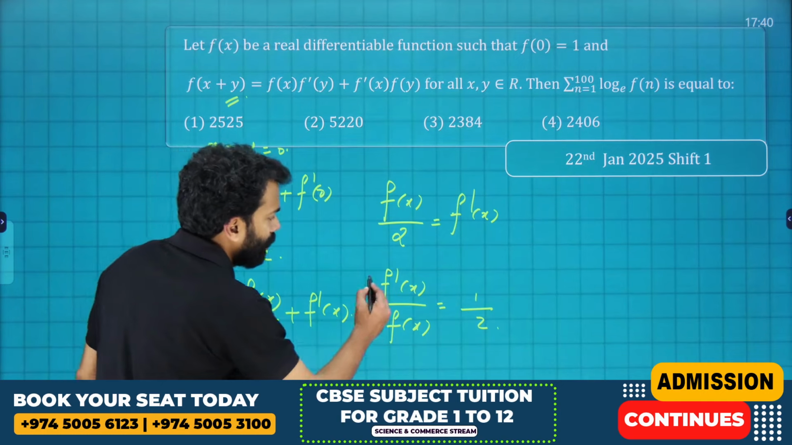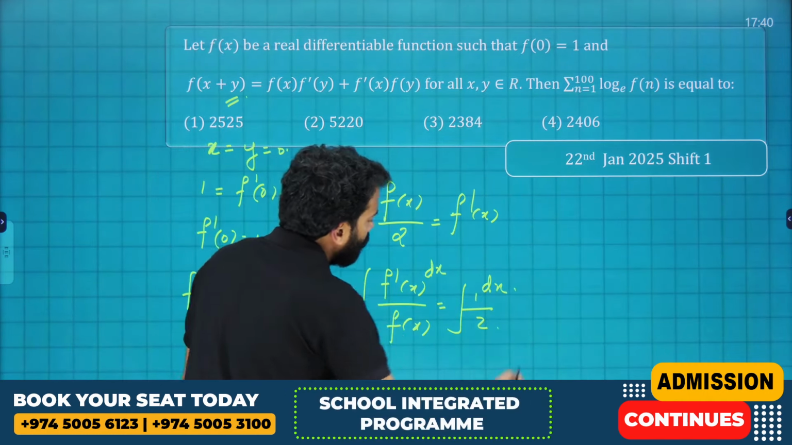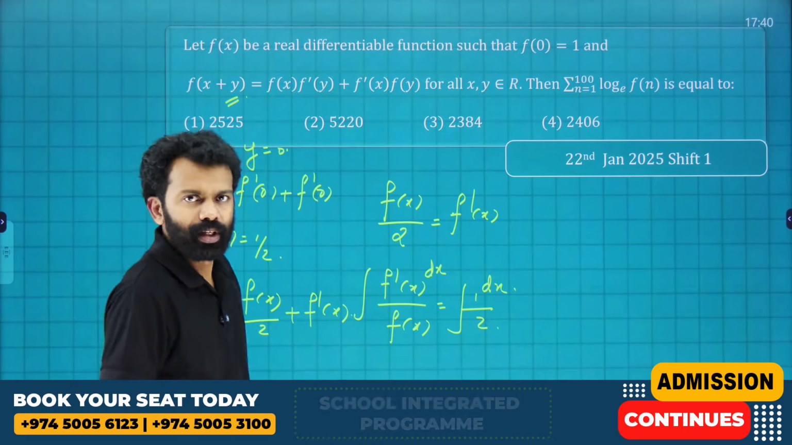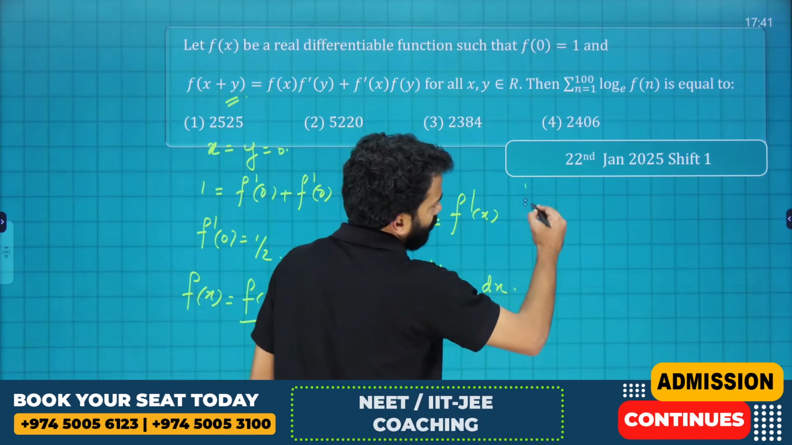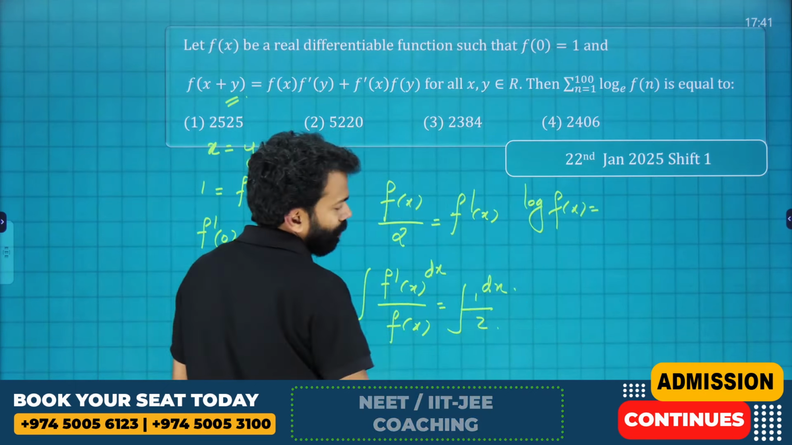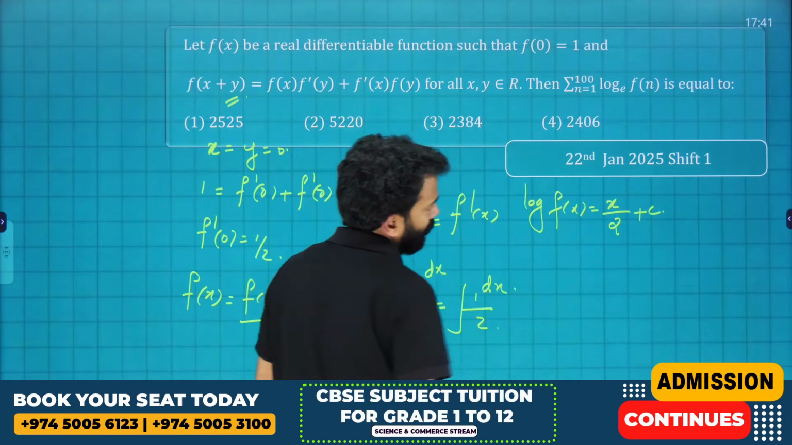Okay, and integrating both sides, you will get this. That is integral dx here and here as well. So what is integral f dash of x dx divided by f of x? That is log f of x, right? Direct integral. That is log f of x is equal to what? 1 by 2 dx will be x by 2, plus the constant of integration.